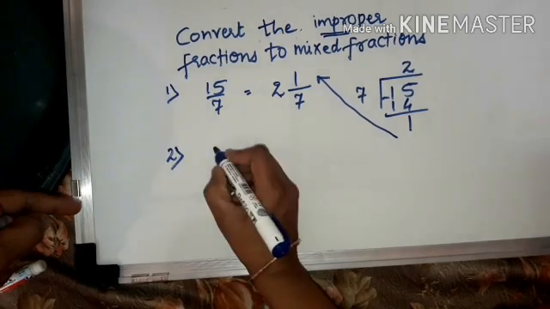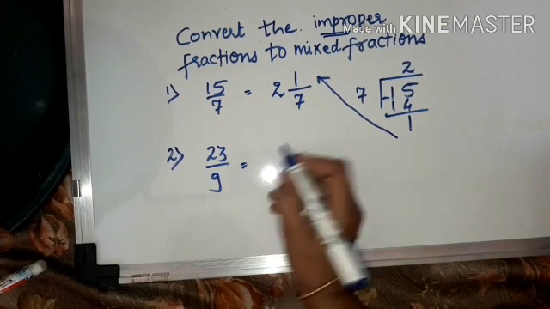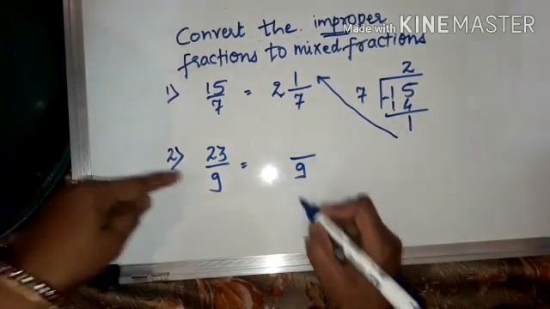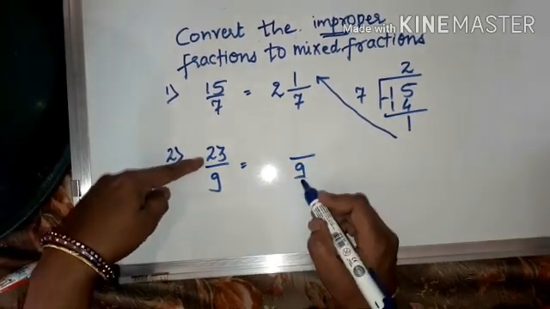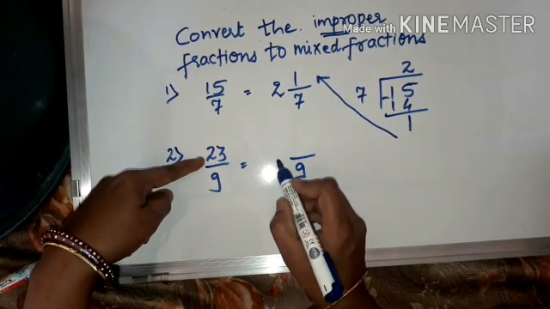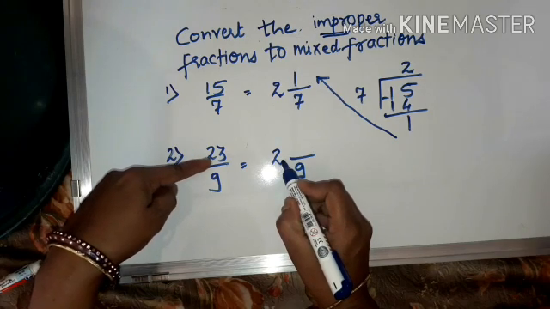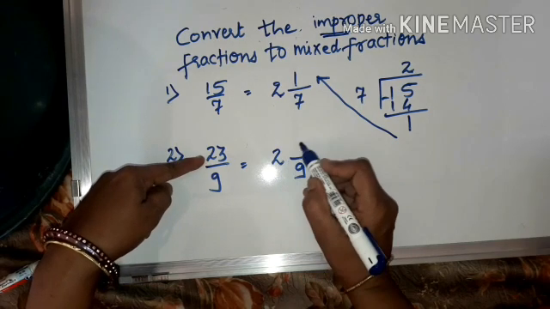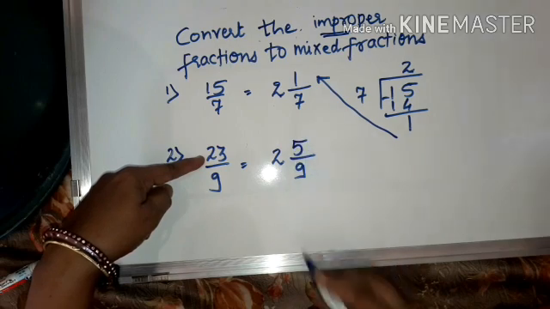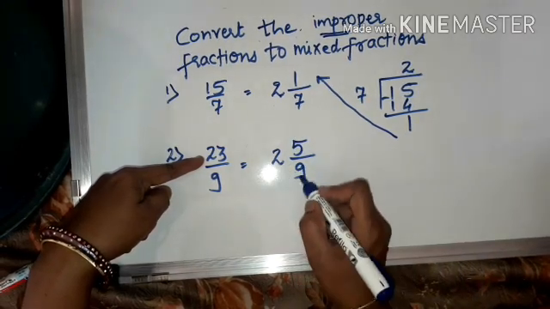Again, let me take the second example, say 23/9. So orally, how will you do it? The 9 table: 9 ones are 9, 9 twos are 18 and 9 threes are 27. So 9 twos are 18, and 18 and how much is 23? So 18 and 5 is 23. So here you can write the answer as 2 5/9.